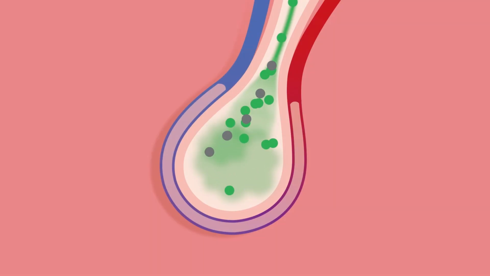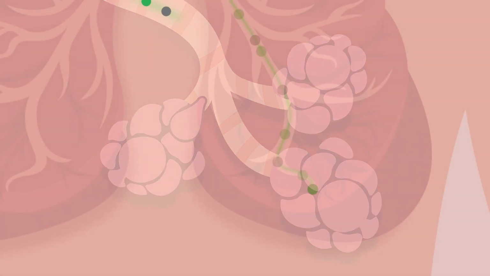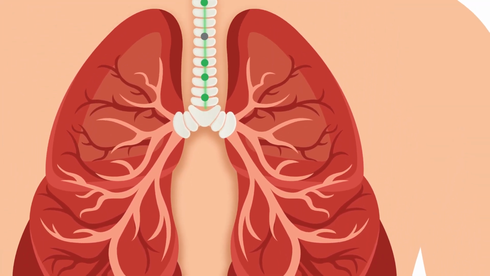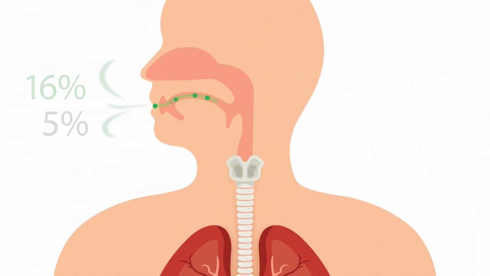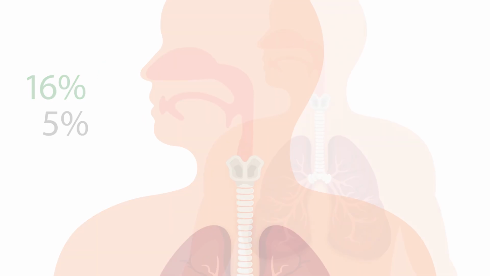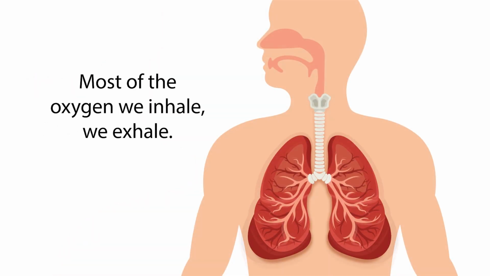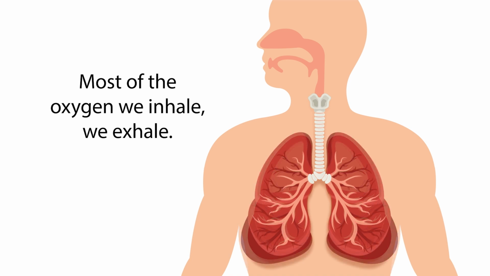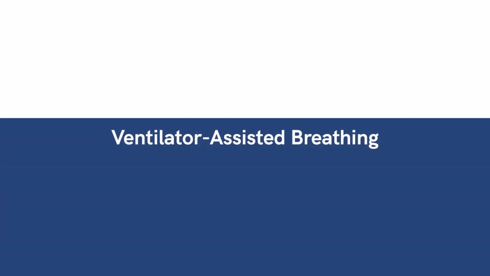As we exhale, the gas mixture, now containing approximately 16% oxygen and 5% carbon dioxide, flows out of the lungs and into the atmosphere. As mentioned, most of the oxygen we inhale, we also exhale. We will now consider ventilator-assisted breathing.